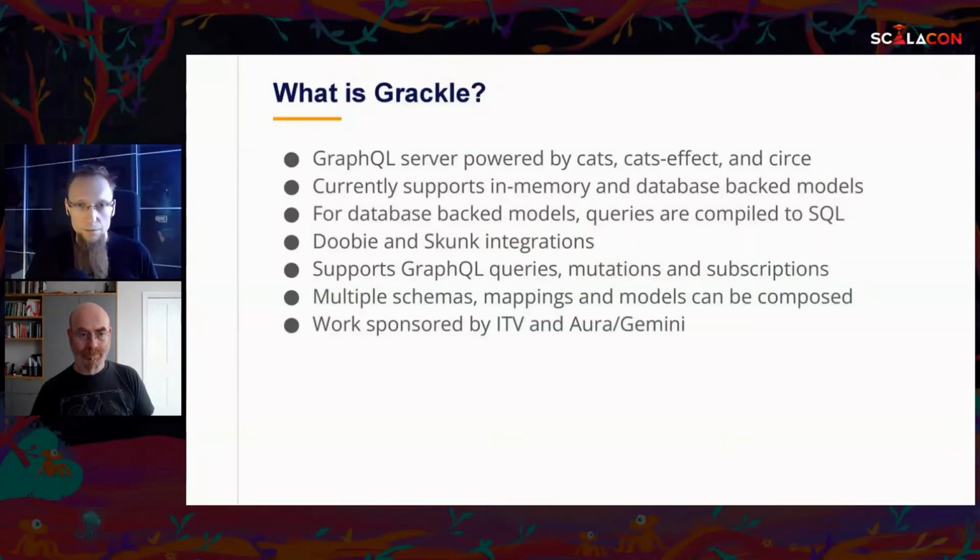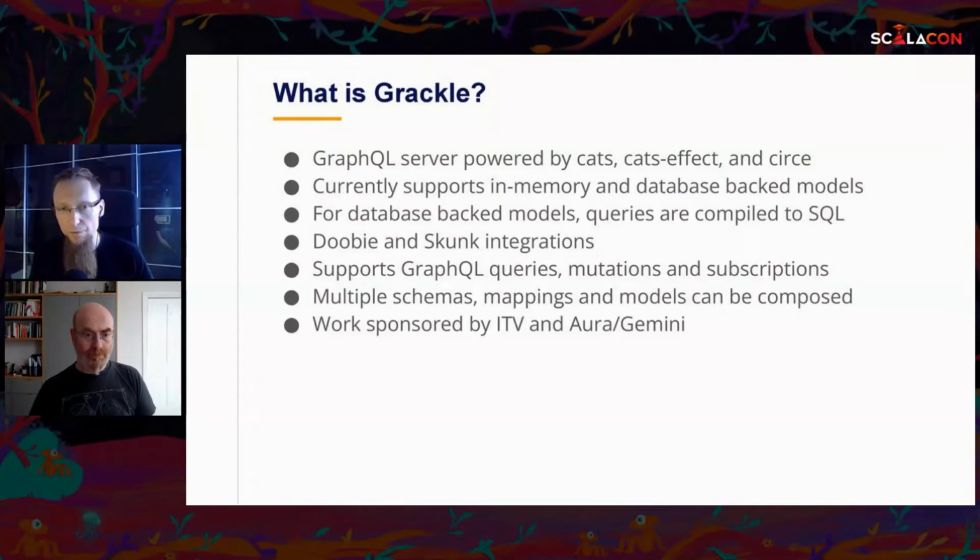So Grackle is a GraphQL server. It's powered by Cats, Cats Effect, and Circe. Currently, it supports in-memory and database-based models, which means that we can serve data from in-memory and from a SQL database. And when it comes to the second option, we have ready-to-use integration with Skunk and Doobie. And for that, we don't need to define SQL queries. It's done by Grackle, and you will see that later.